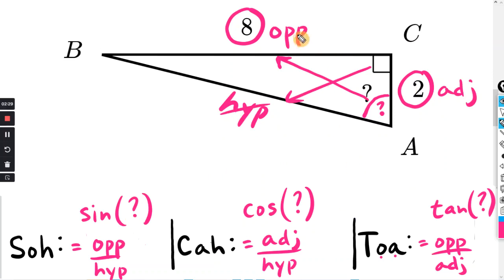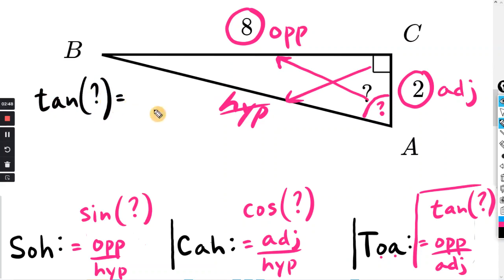Which one uses opposite and adjacent? That is this one right here, the tan function. So we need this formula. So we have tan of question mark equals opposite over adjacent. And you want to leave some space on both sides when you fill in the numbers. You'll see why. But we don't know the question mark yet.